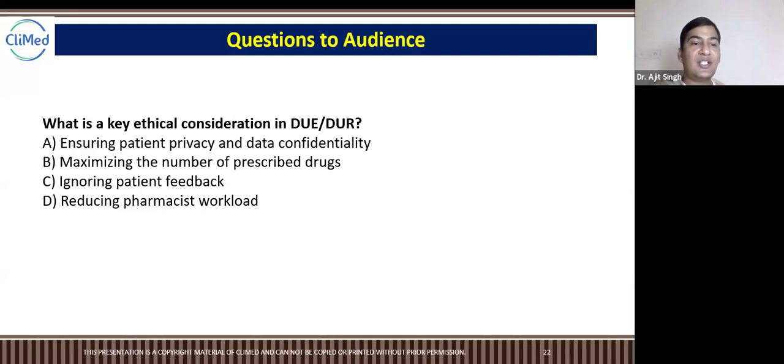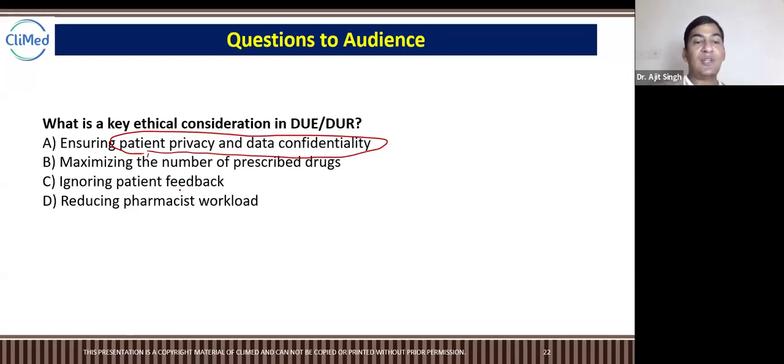What's the key ethical consideration? Patient's privacy and data confidentiality. That is confidentiality. That is in any kind of research you do. Ethical considerations are very, very important.